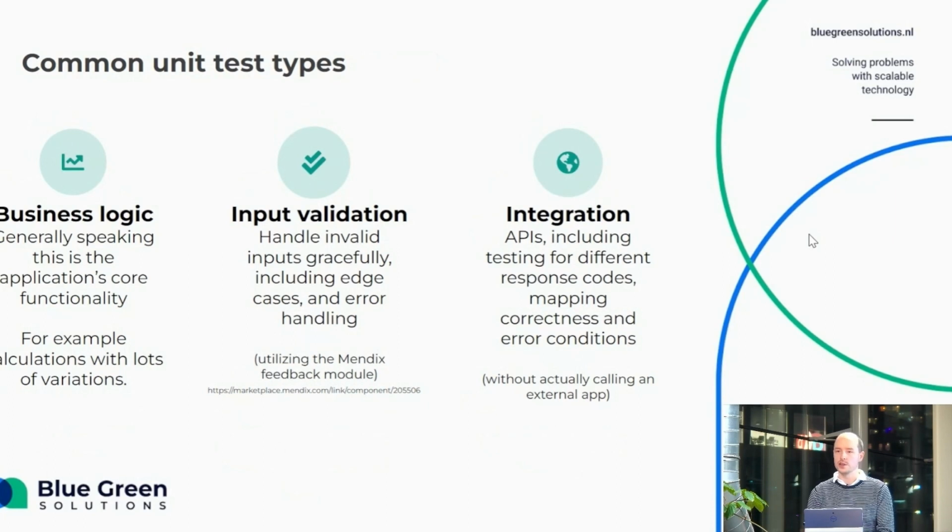And of course integrations, and I'm not talking about actually calling another application's API, but testing all the components for your published API or your consumed API. See if your mappings work correctly and still give the correct output. Very easily done with unit tests.